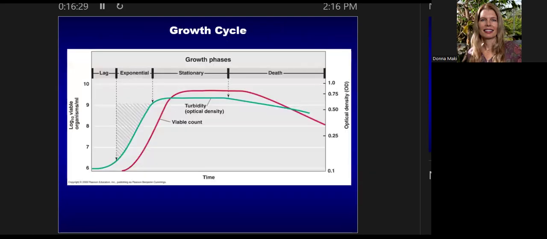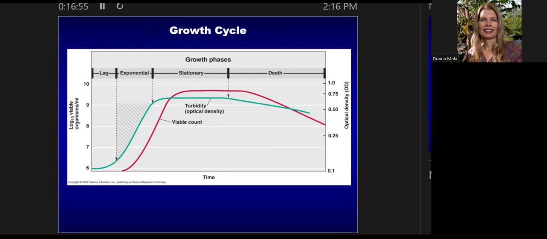Here's another example of a batch culture growth cycle. And they have two lines here. One is the optical density, when you use the spectrophotometer to take the measurements in real time. And you can see it's the same basic curve as the last image we saw. This red line here is the viable count. This is data you collect after the fact.